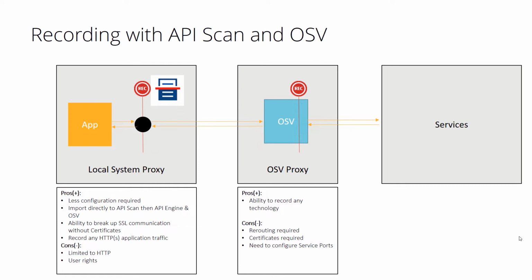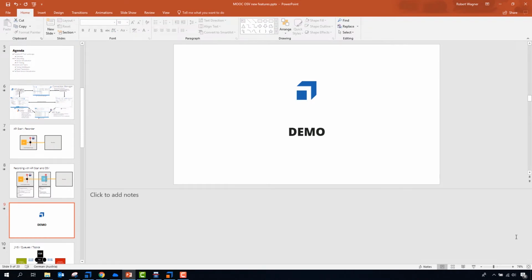For instance, if you want to capture CICS or RFC, or other queuing technologies, you can do this with the OSV recording capabilities. That's not possible with the API recorder. Then you will have to switch to the OSV recording. All right, so it's time to go into the first demo.